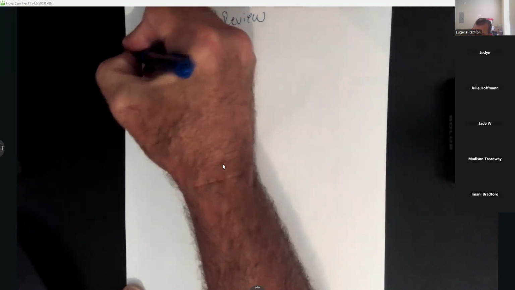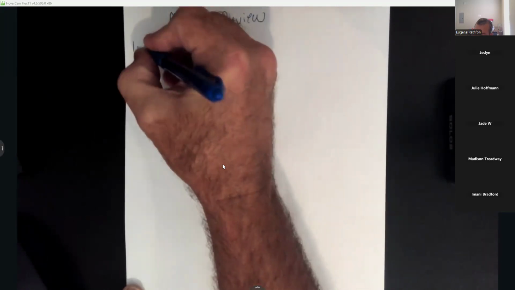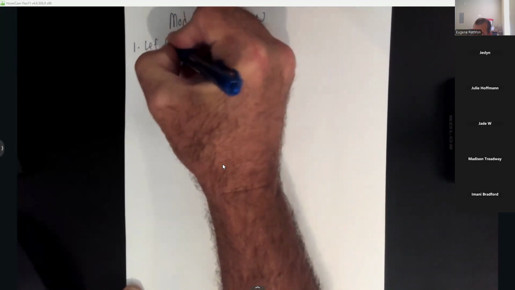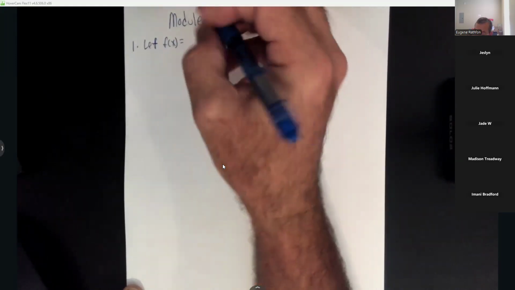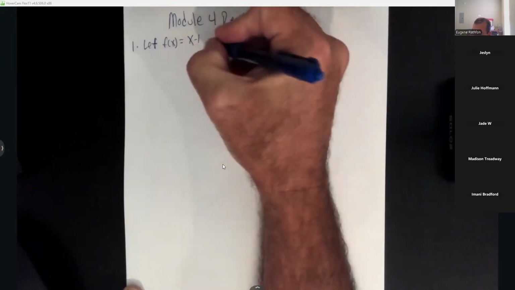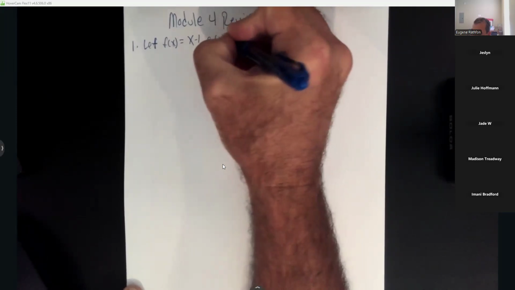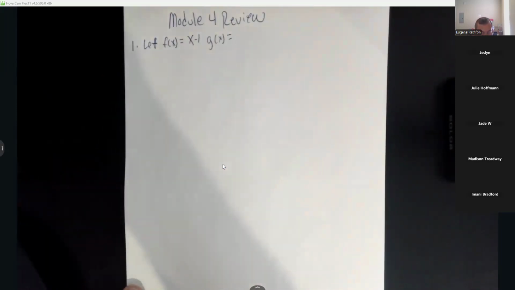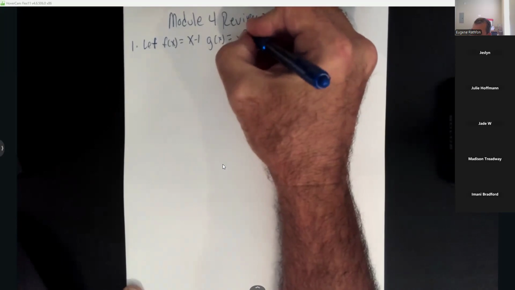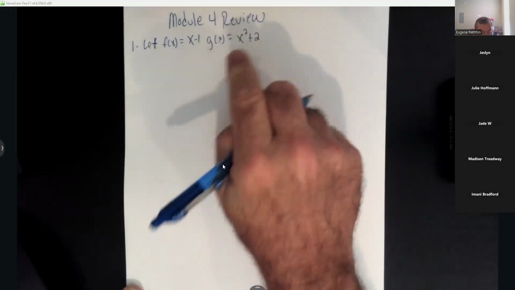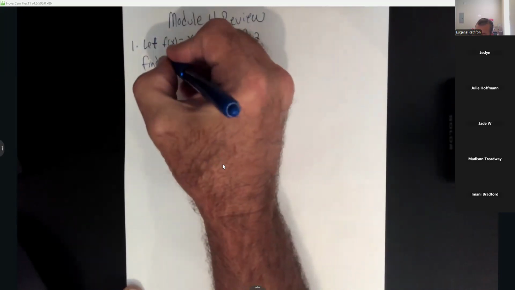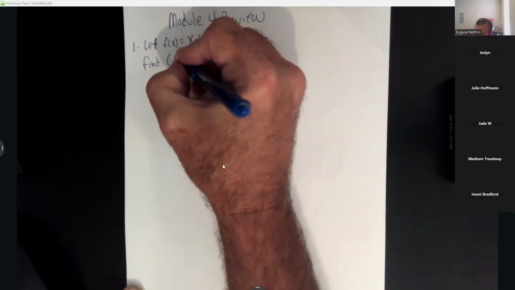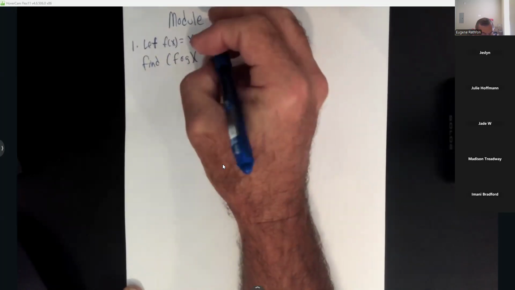So for number one on this, they're going to let f of x equal x minus 1. G of x is going to equal x squared plus 2. So for this one, they want us to find f composed g of 7.